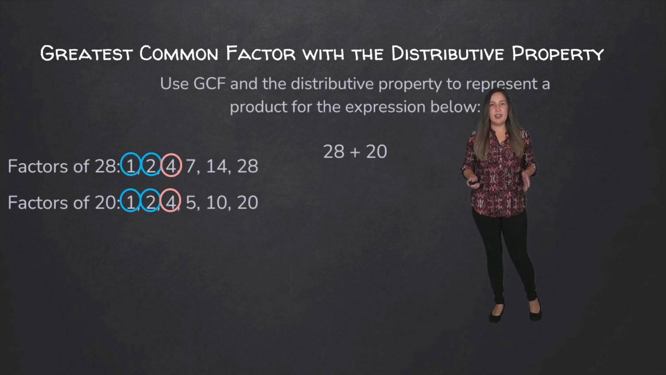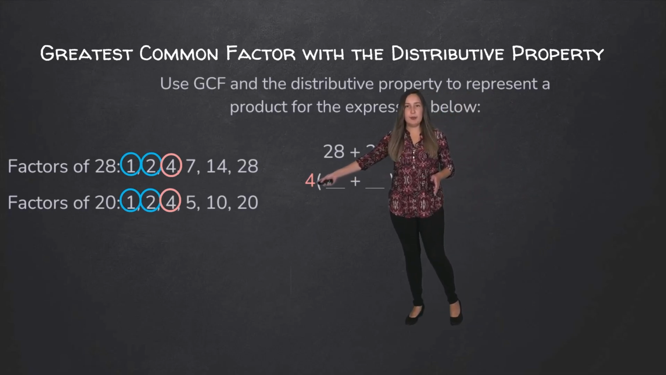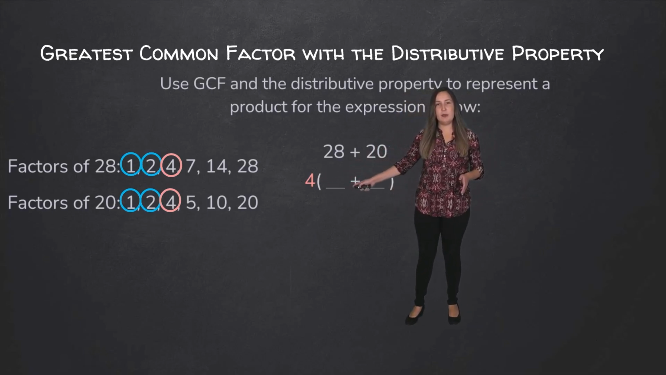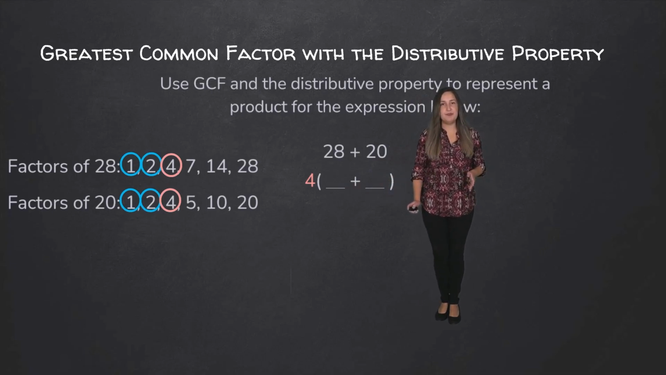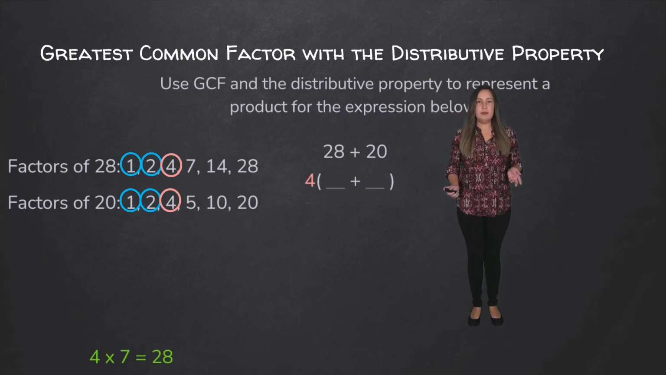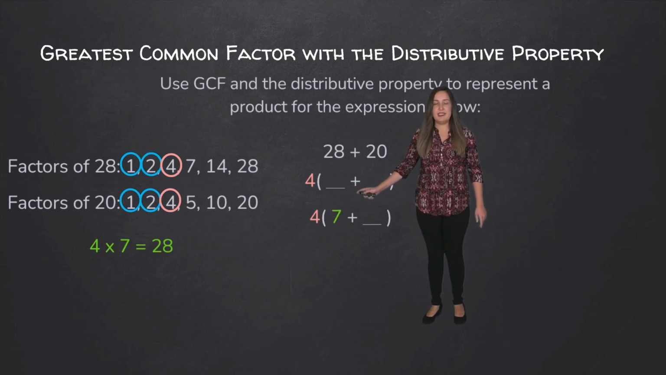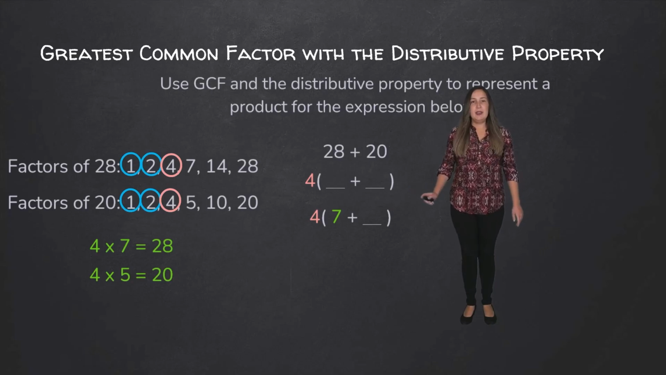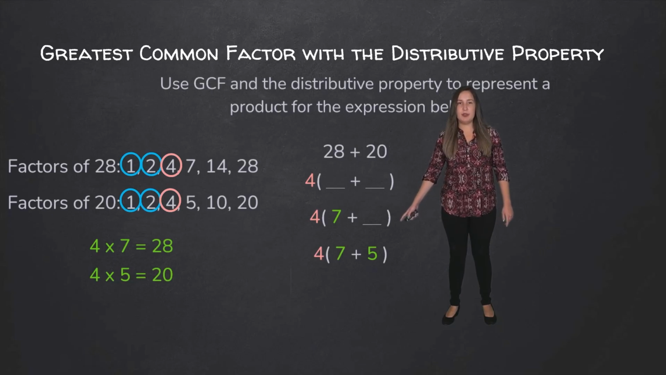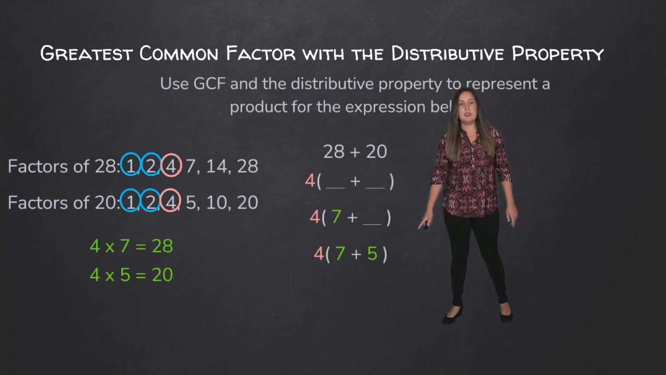Now that we've identified our greatest common factor, we're going to take the 4 and put it on the outside of our parentheses. So parentheses, blank plus blank, close parentheses. Now we have to figure out 4 times what is equal to 28. So we know that 4 times 7 is equal to 28. So on that first blank, we're going to put a 7. Then we know that 4 times 5 is equal to 20. So on our second blank, we're going to put a 5. So 28 plus 20 should equal the same answer as 4 times 7 plus 5.